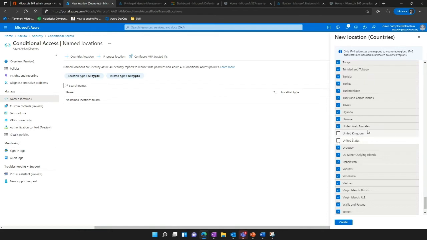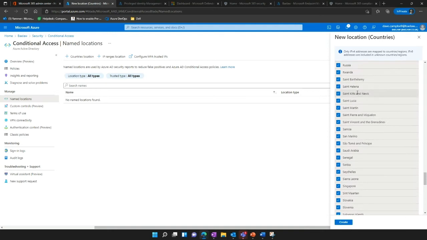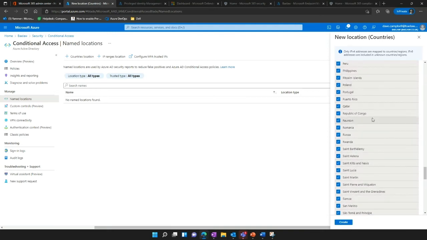But generally, we'd untick the ones that we know that we need to communicate with, Isle of Man, Ireland, that kind of thing, or any ones that you have offices in. You could easily untick it from here so that you're allowing that. But the important thing is that you're blocking access from the countries that are generally the instigators of attacks. And then if someone's trying to connect in from that location, they'll just be denied. Yep, they won't be able to access that service.